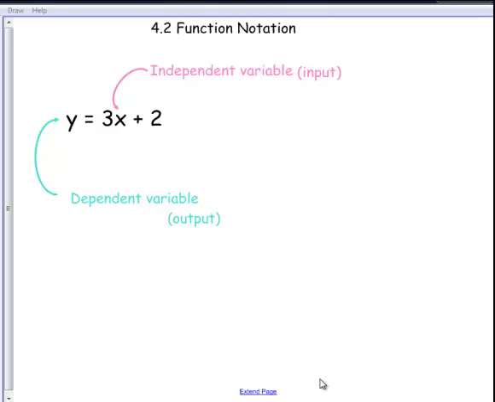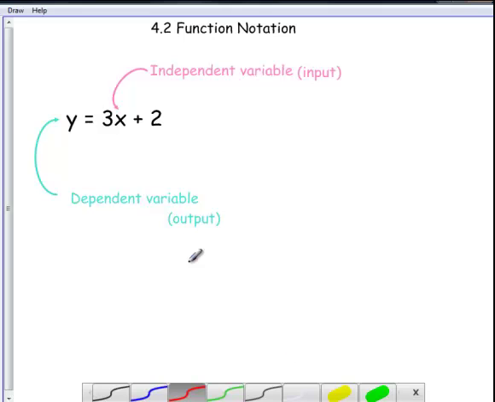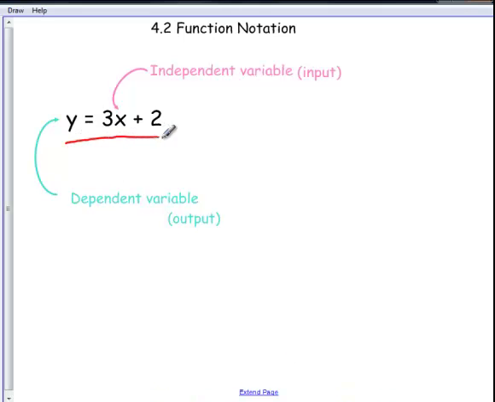4.2, function notation. What does it involve? Well, this is good old eighth grade math. We have a nice linear y equals mx plus b. This is a linear function. It forms a straight line. But we're going to up the ante this year, and we're going to get rid of this little baby x and y, and we're going to start writing them in the way you're going to see them in calculus. So that is going to be known as function notation.